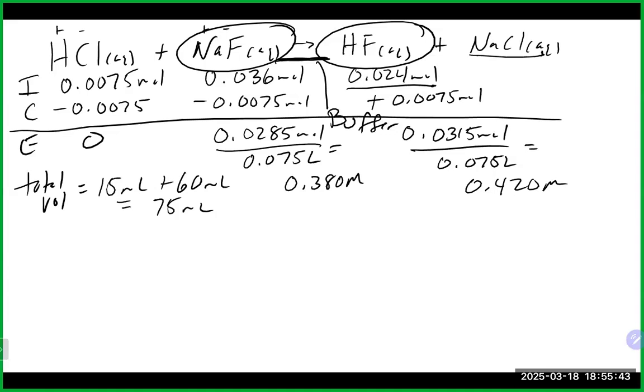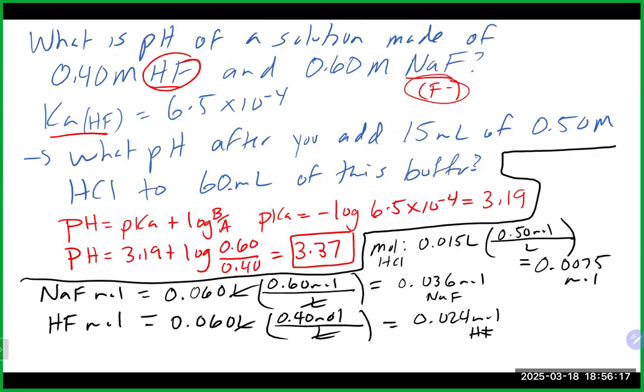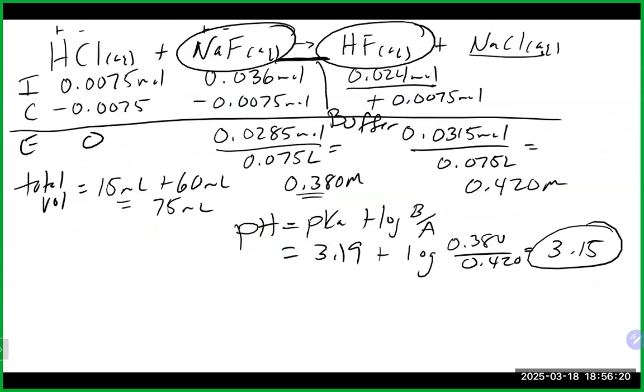So at this point, back into Henderson-Hasselbalch: pKa plus the log of the base over the acid, 3.19 pKa, plus the log. Once again, our base is this guy, 0.38 over 0.420. See how bad I did with my made up numbers. We end up with a 3.15 pH after we added acid. We started with a 3.37. Not too bad. We're making up numbers, I suppose.